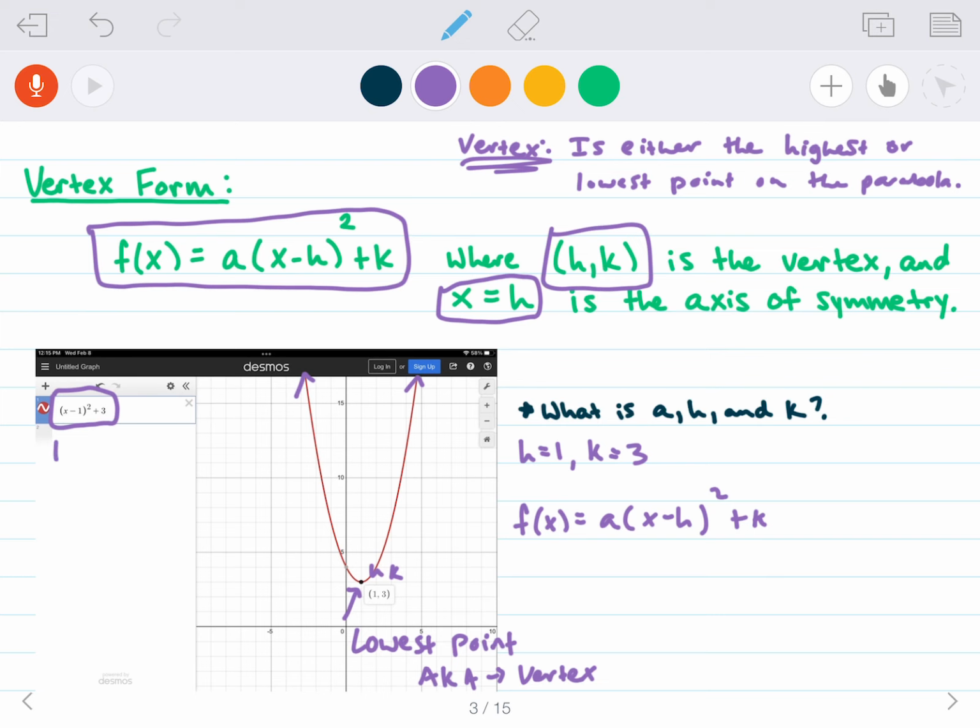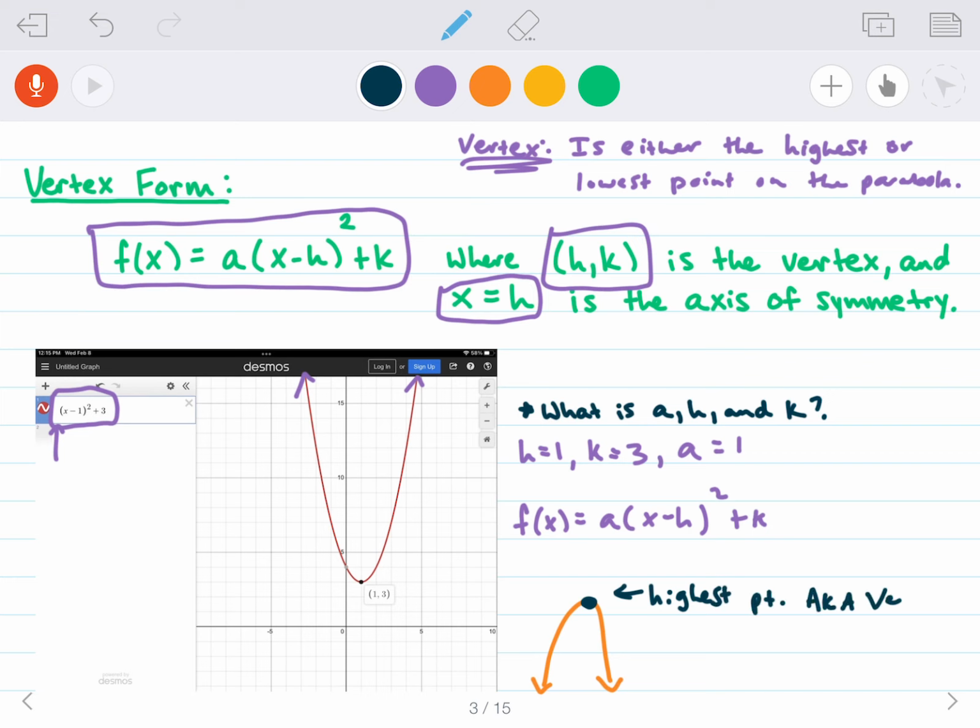And then we can see in the equation that the a value is just 1 because there's no number written in the front. So that's understood to be 1. So here a is equal to 1. And that is vertex form. So if we had, let's say, a quadratic that looked like this. Well, if it's concave down like that, our vertex is going to be at the top. This is going to be the highest point. So that is the difference there. If we're concave up, our vertex is the lowest point. If we're concave down, the vertex is the highest point.